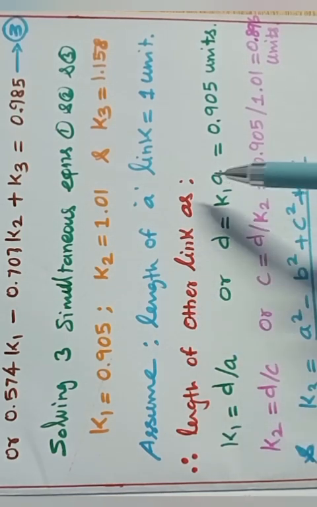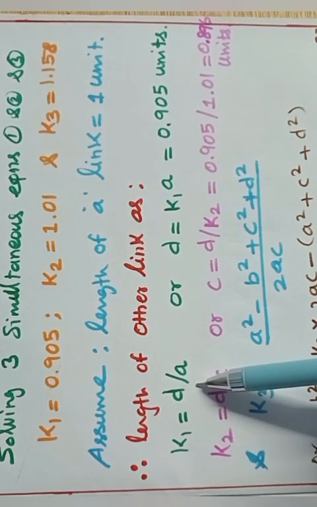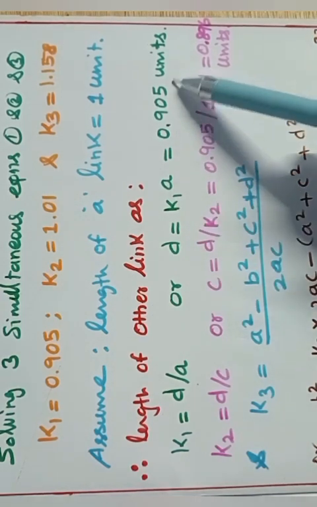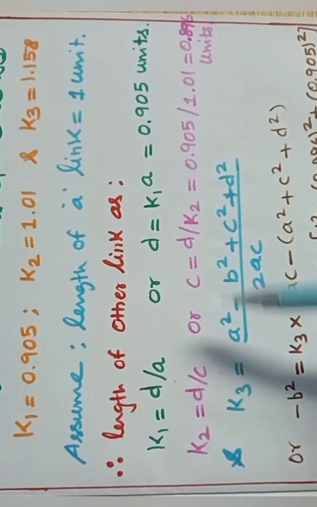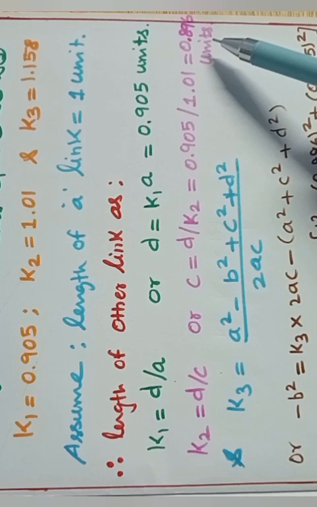Therefore the lengths of the other links: k1 equal to d by a, as you know the formula, or d equal to k1 into a, which is 0.905 units. Like this, k2 equal to d by c. So c equal to d by k2, 0.905 divided by 1.01. Here we obtain 0.896 units.